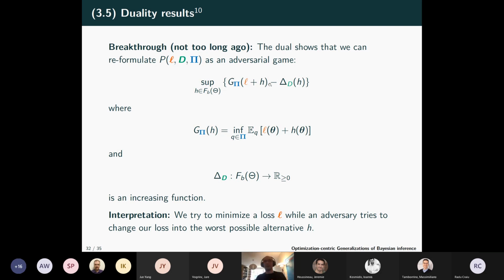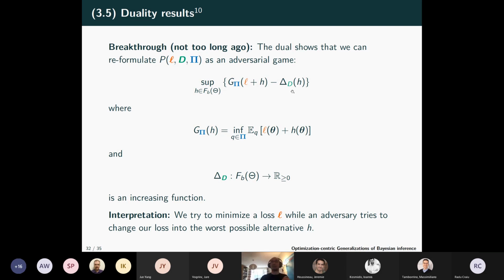At the same time, though, the adversary pays for making your loss worse by modifying it with h, with this term here that I haven't written out because it depends on what d is exactly. But the important part here is the budget for h. So what the adversary pays for perturbing your loss will depend on the choice of d. And in this way, you can reinterpret Bayesian inference itself, but also the generalizations, as an adversarial game, where the budget of the adversary directly depends on how you regularize away from the prior.